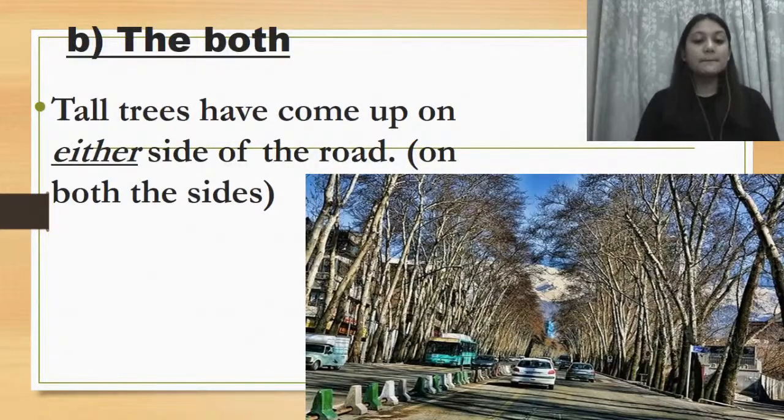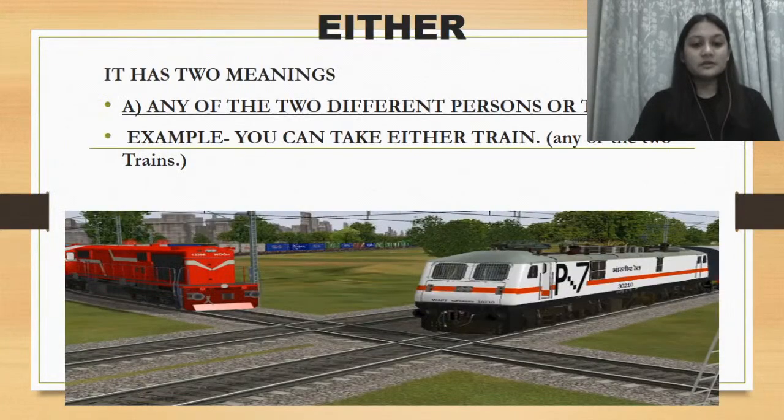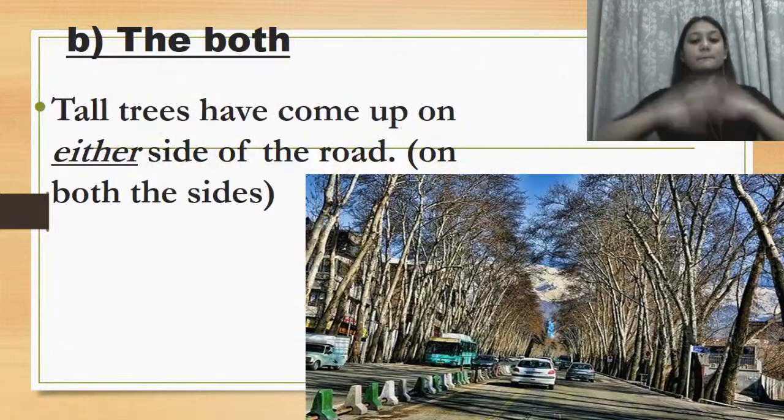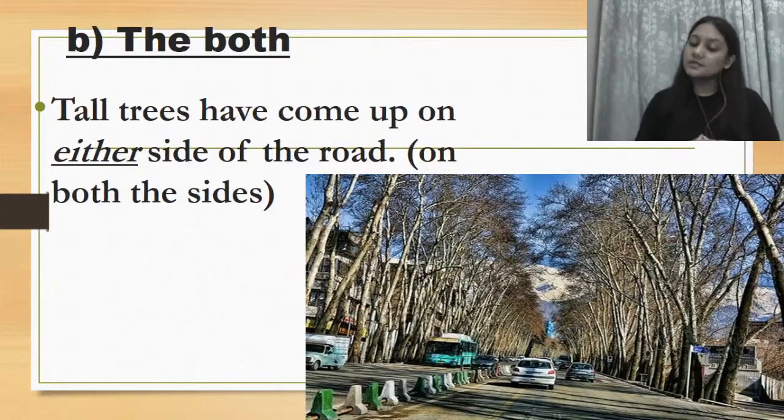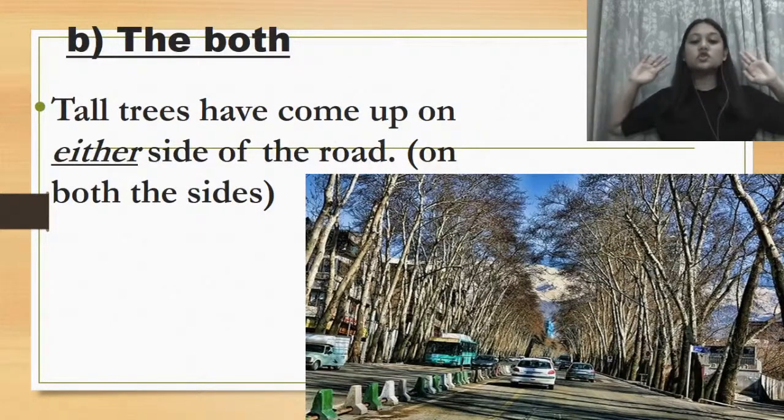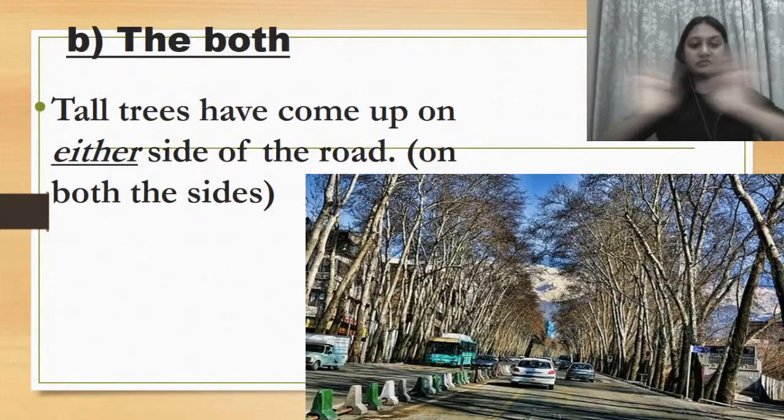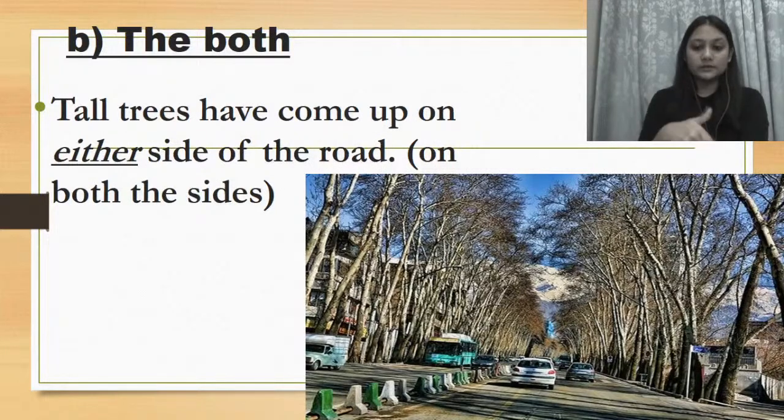The second is both. So what we have discovered in the first is that you have got a choice and you have to pick one. So it is about any of the two different persons or things. You have to pick one. But the next is both. For example, tall trees have come up on either side of the road, right? So there are tall trees on both sides of the road, right? So either also means both.